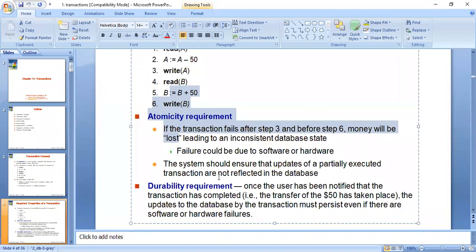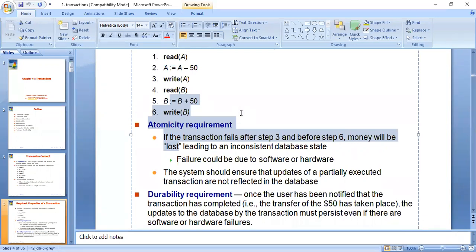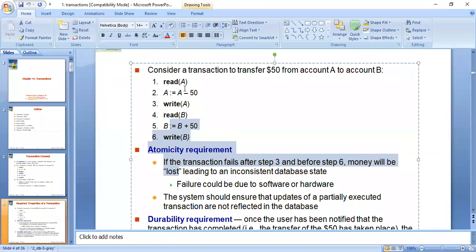Next, durability requirement. Durability requirement means that if the database is consistent before executing the transaction, then after execution of the transaction also it has to be consistent. For example, assume that in account A rupees 1000 is there. Listen very carefully.